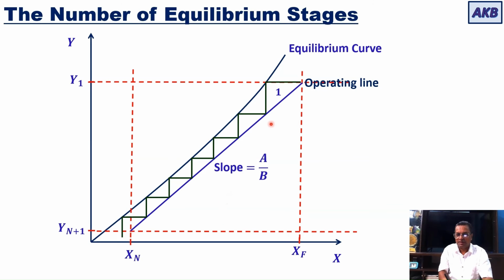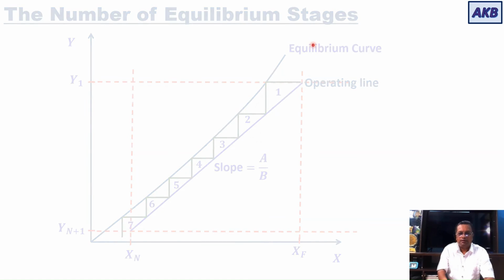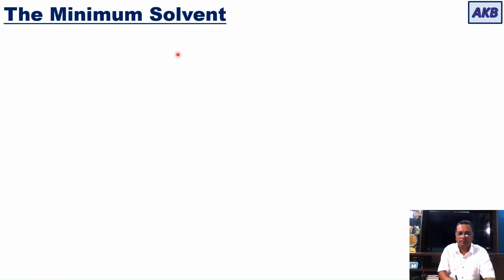So in this case, for this particular diagram, there are 1, 2, 3, 4, 5, 6 and 7 stages. So in this way, you have to find the number of equilibrium stages required in a typical multi-stage countercurrent liquid extraction operation. The other thing that we will be learning today is how to get the minimum solvent rate that can be used in a typical multi-stage countercurrent liquid extraction operation.